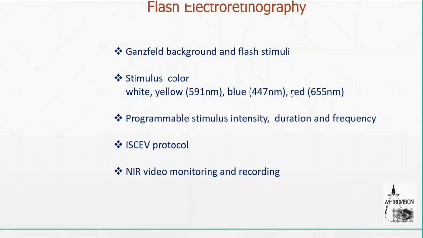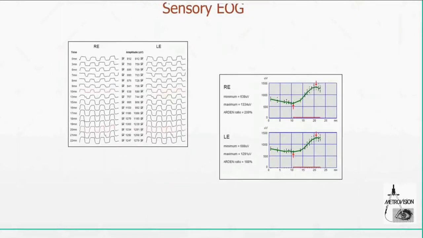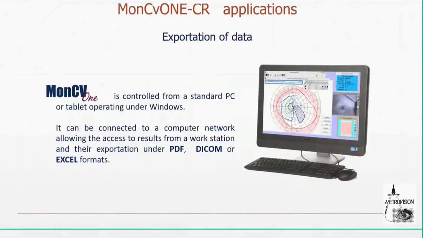We can also do flash electroretinography using just the classic standard ICEV with only white, or in addition, eventually with blue and red Ganzfeld stimulation. We can follow the ICEV protocol and monitor all this with near-infrared recording. This is a typical report with the scotopic response, the oscillatory potentials, photopic response. And to be complete, we can do sensory EOG. Nothing really exciting about this, you will say, but it's part of it.